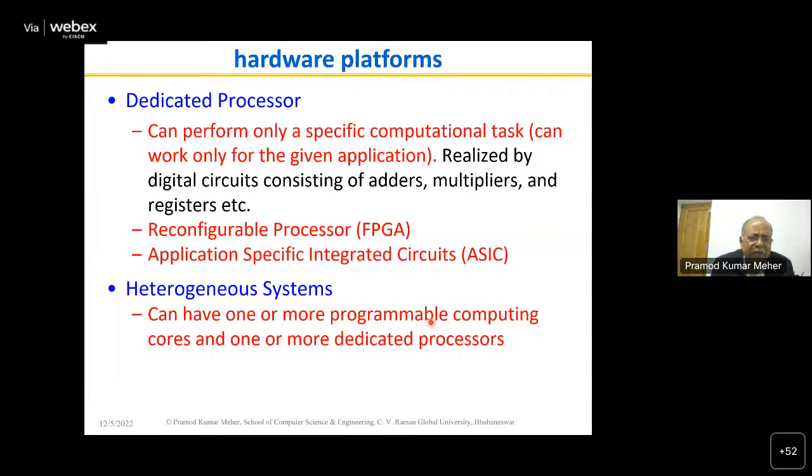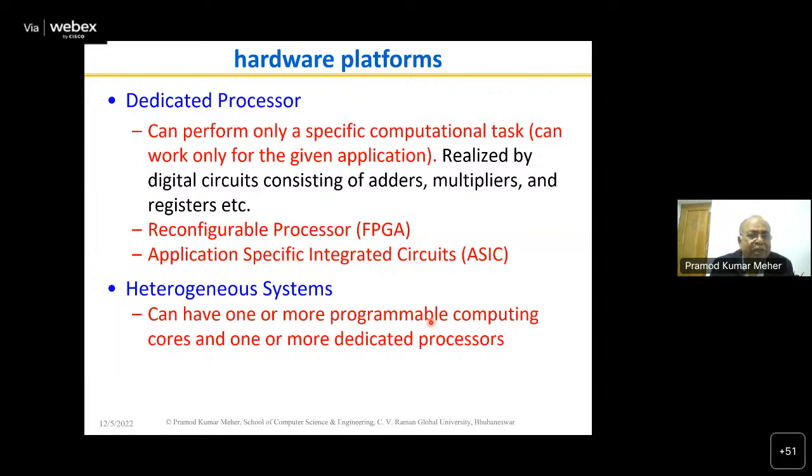But in dedicated processors also, there is scope for reconfigurability, or we can call it a reconfigurable processor. The circuit could be modified to some extent, or just a new circuit could be generated to perform different functions, altogether different functions. Those are FPGA, field programmable gate arrays. And the other is application specific integrated circuits. Generally, when we implement the dedicated processor in application specific integrated circuits, you cannot change it. Once it is fabricated, it will do the same job always. It cannot be used for doing any other job.